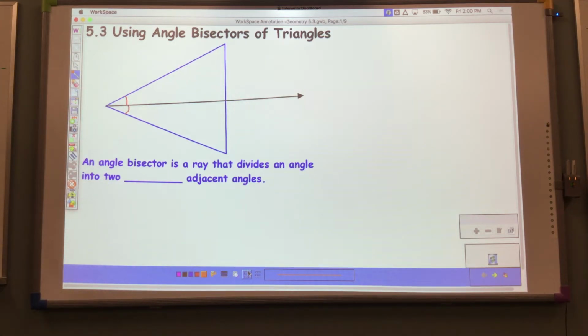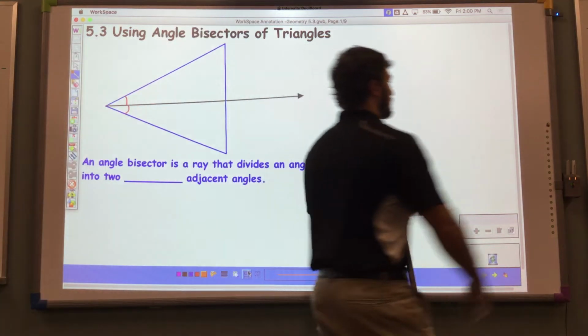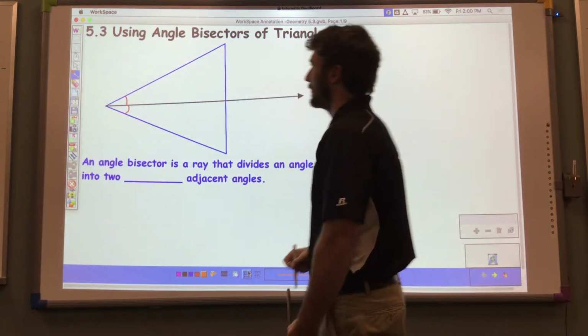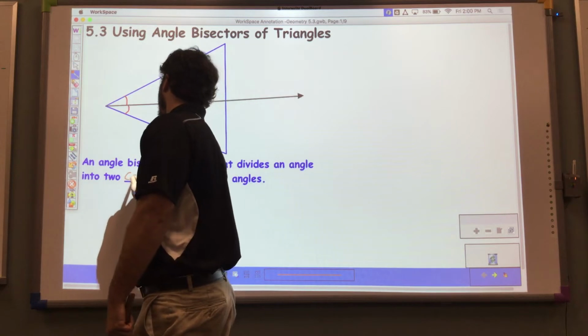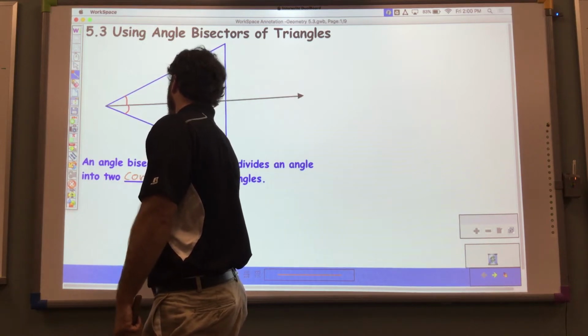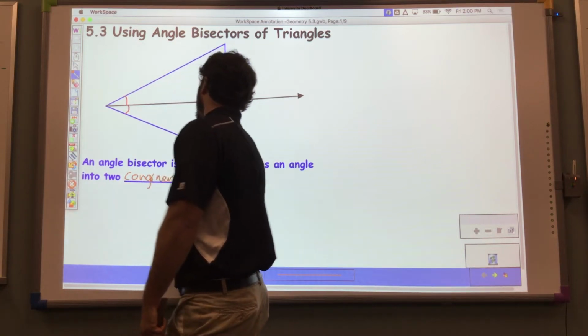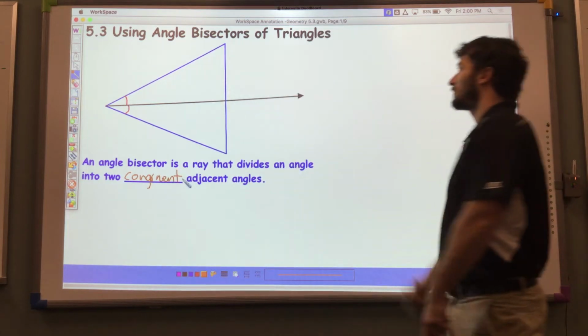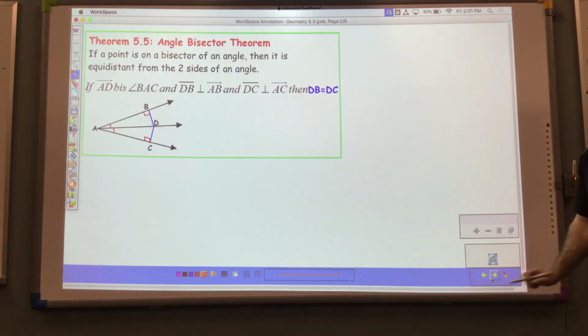So an angle bisector is a ray that divides an angle into two blank adjacent angles. Well, like I just said, that would be two congruent adjacent angles. So just a refresher on what an angle bisector is.